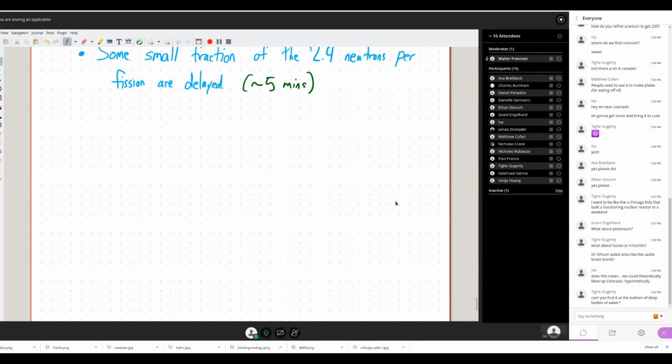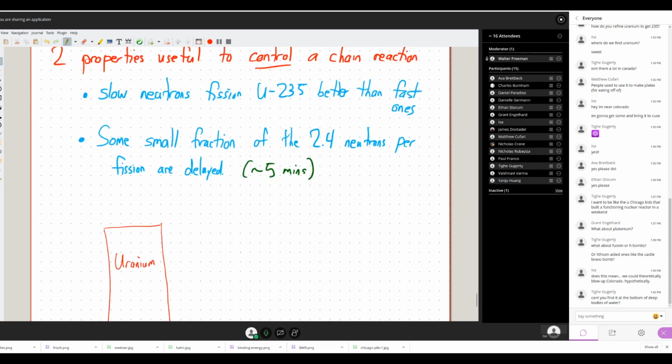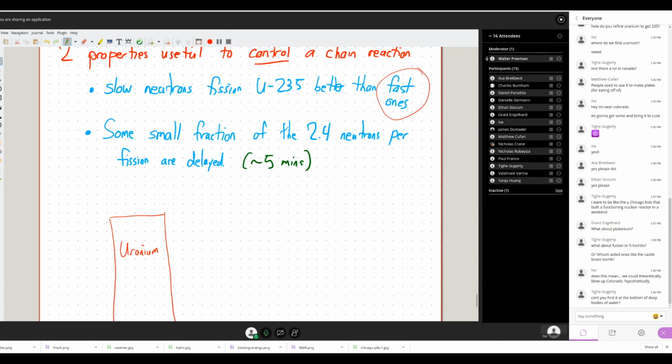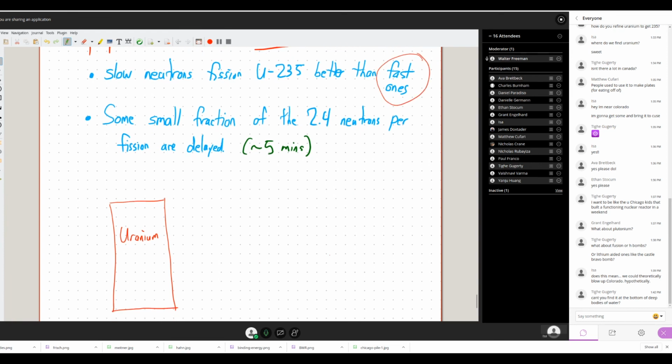So to make a nuclear reactor, you need a block of uranium. And the problem with that is that the fissions from uranium produce fast neutrons.